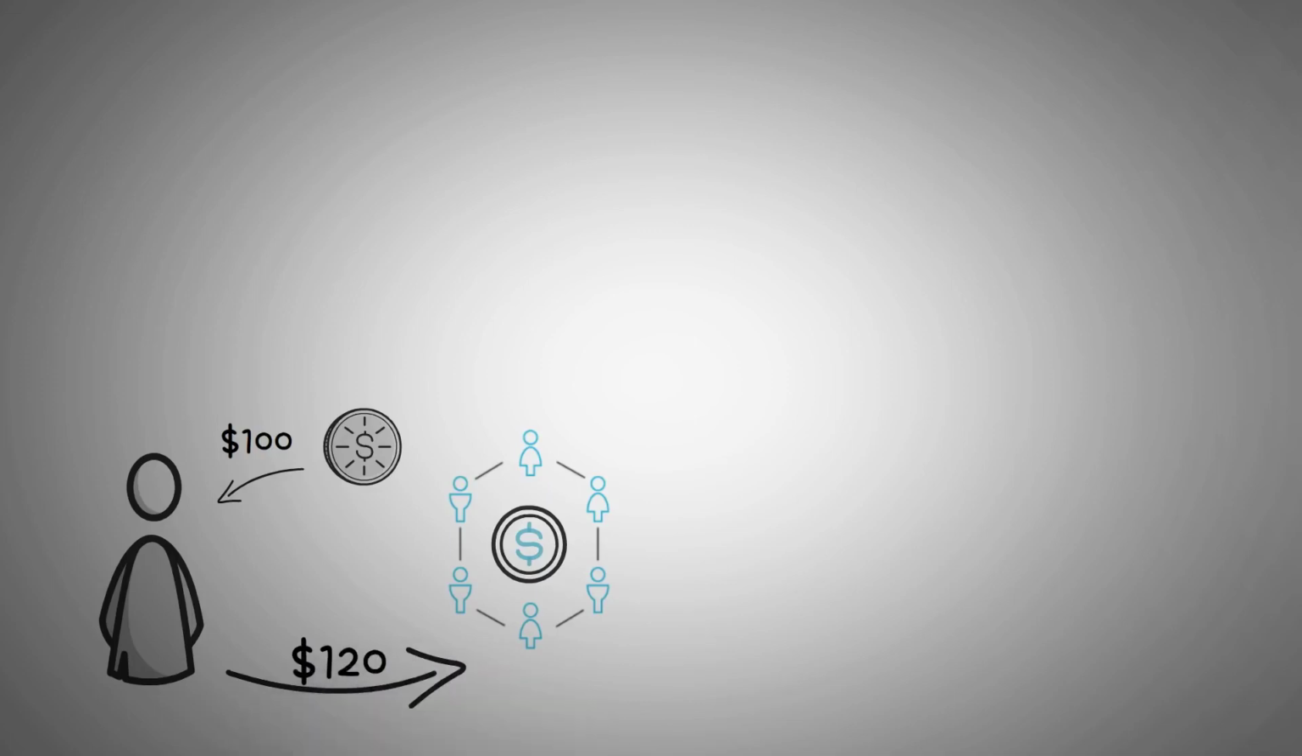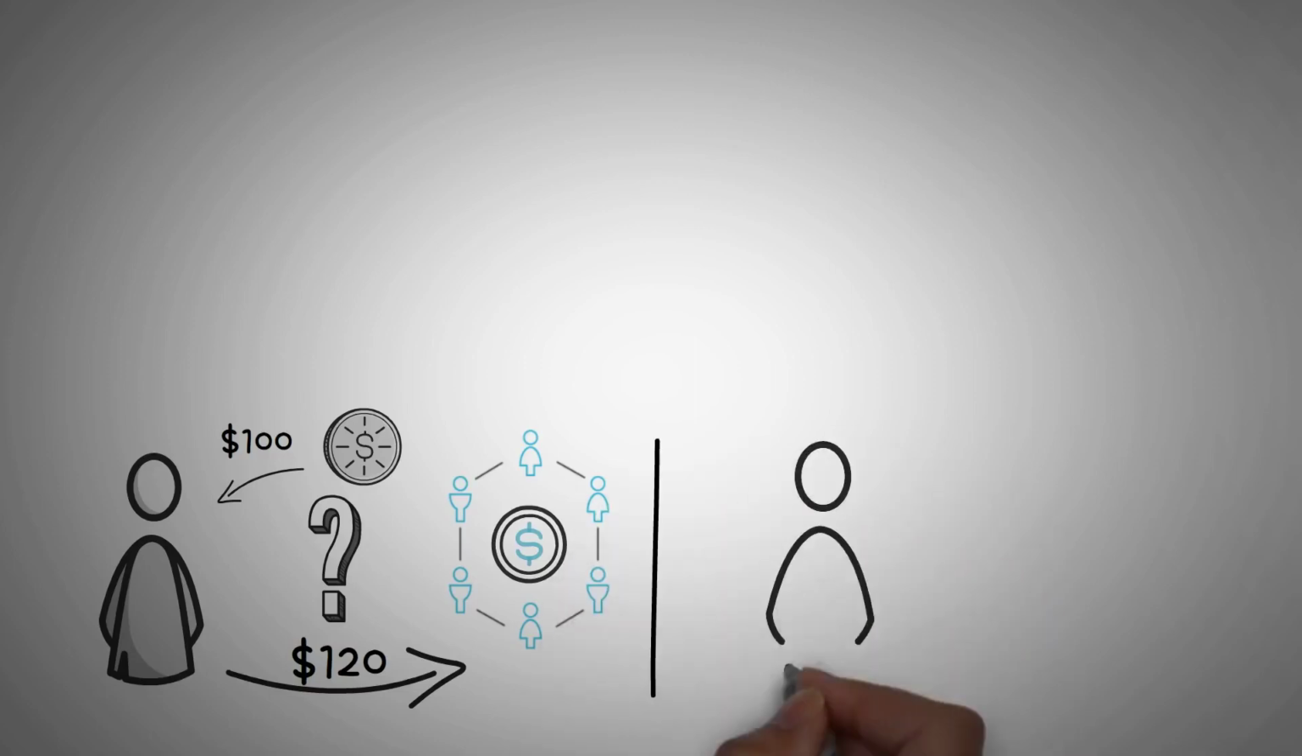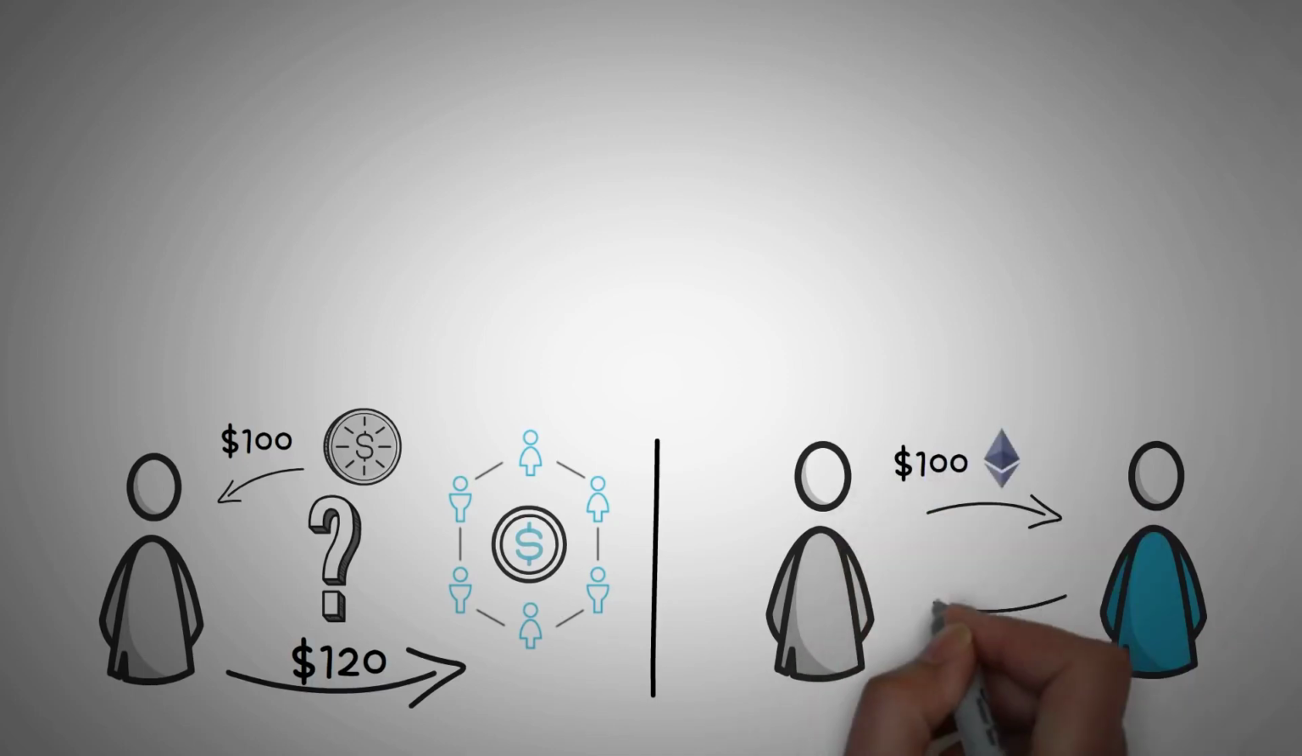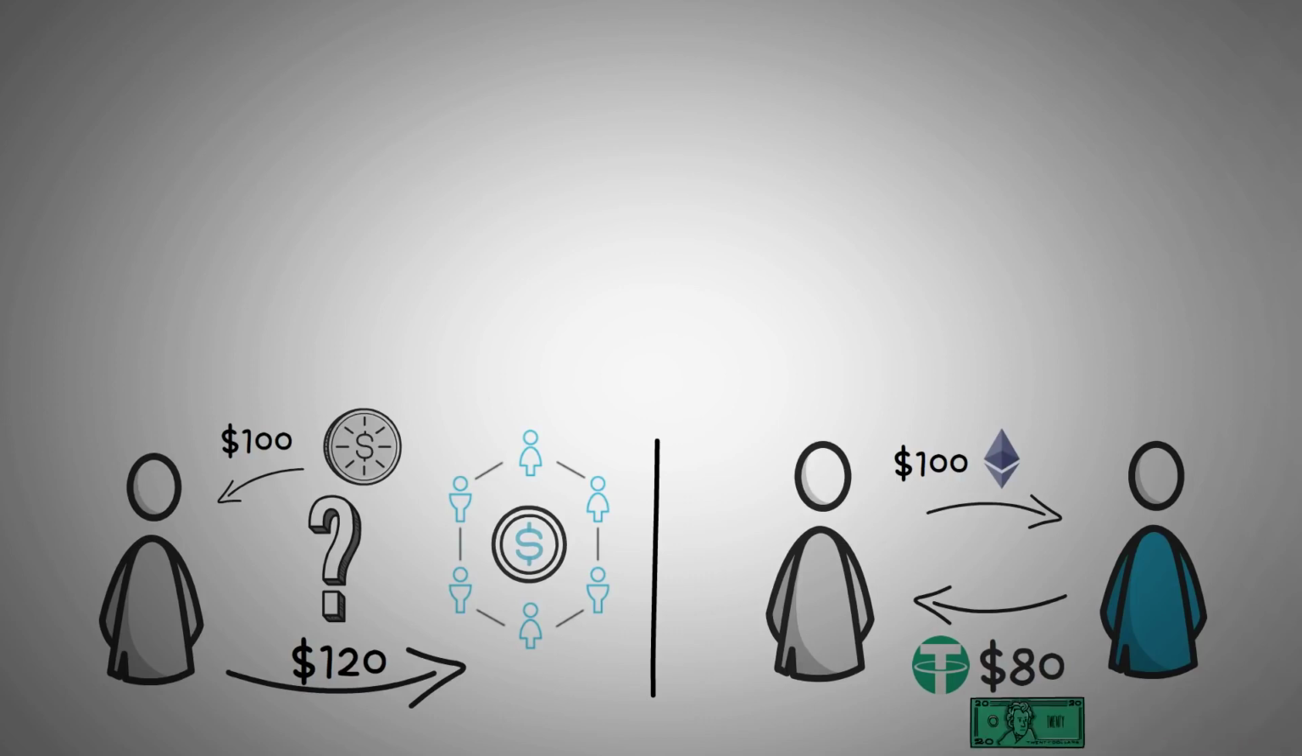For most people, you might think this is crazy. Why in the world would you give someone more money than you want to borrow, especially if you already have that money? Well, imagine this. If I gave you $100 worth of Ethereum and you lent me $80 worth of Tether, which is a stablecoin pegged to the US dollar, you'd use that $80 for a few months and then you decide to pay it back and get your ETH.